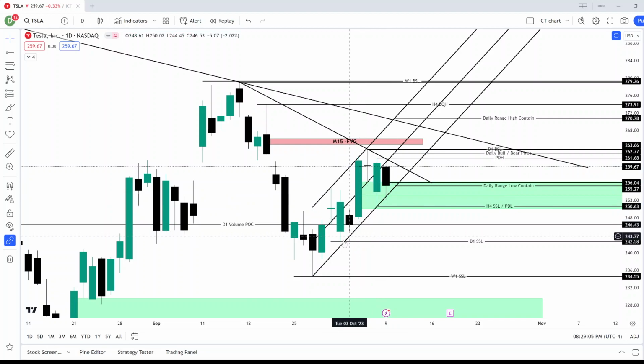We also continue to test this bullish channel support. Okay, we tested it on Friday. We tested it again today. We tested it back here in the previous week.